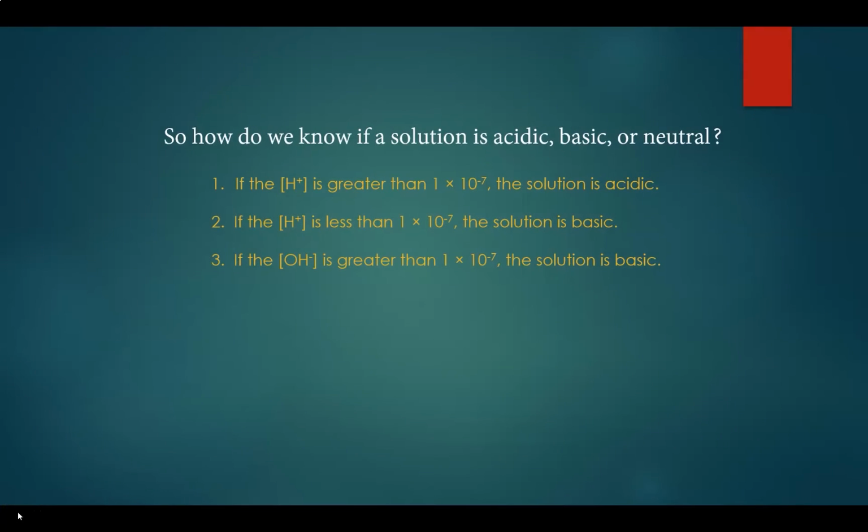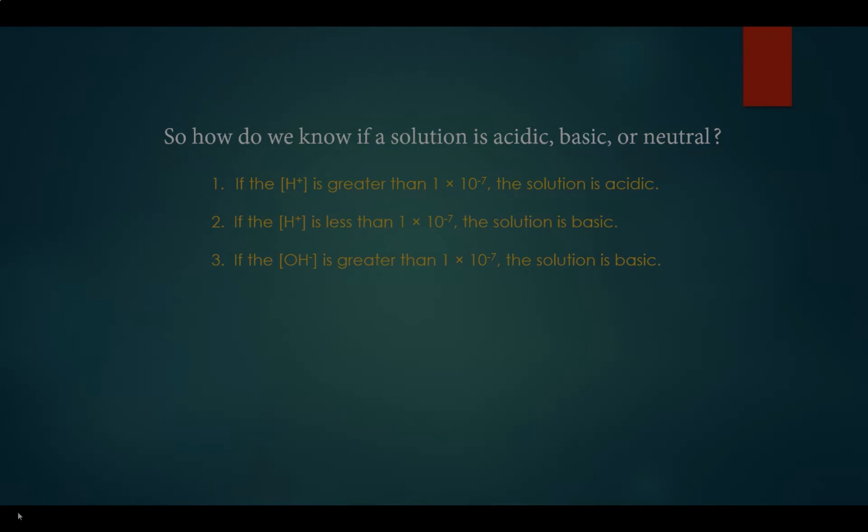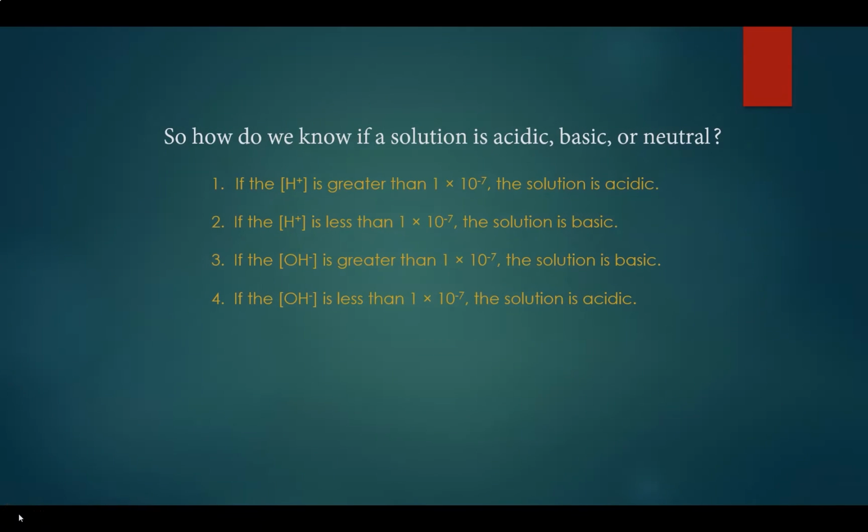Since the H plus and the OH minus concentrations are linked, we can also determine whether something is acidic, basic, or neutral from the hydroxide concentration, but it's simply the opposite. So if the hydroxide is greater than 1 times 10 to the minus 7, then the solution is basic. And of course, if the hydroxide concentration is less than 1 times 10 to the minus 7, the solution will be acidic. So whatever is true for the H plus, the opposite is true for the hydroxide. So an H plus greater than 1 times 10 to the minus 7th is acidic. So a hydroxide greater than 1 times 10 to the minus 7th is basic.